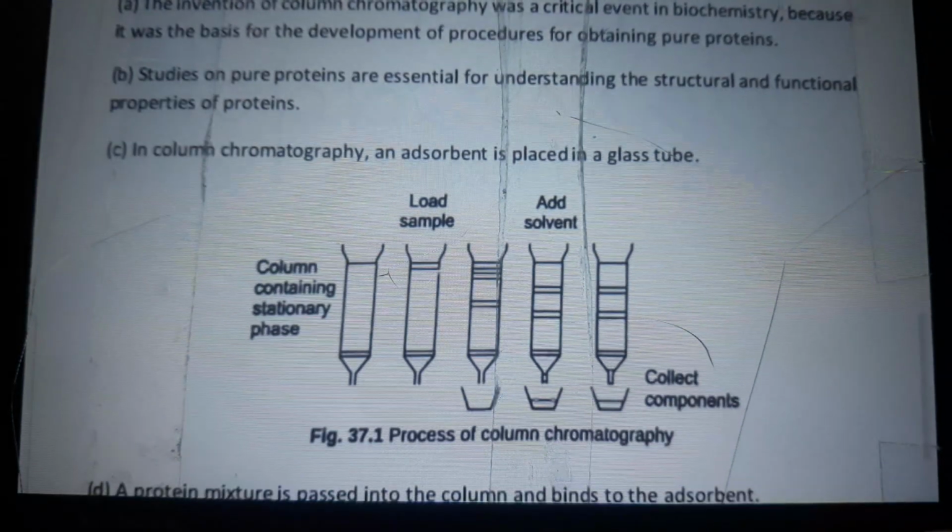Column chromatography. The invention of column chromatography was a critical event in biochemistry because it was the basis for the development of procedures for obtaining pure proteins. Studies of pure proteins are essential for understanding the structural and functional properties of proteins. In column chromatography, an adsorbent, the stationary phase, is placed in a glass tube, the column. Watch the diagram: load the sample, next add solvent, and collect the components.